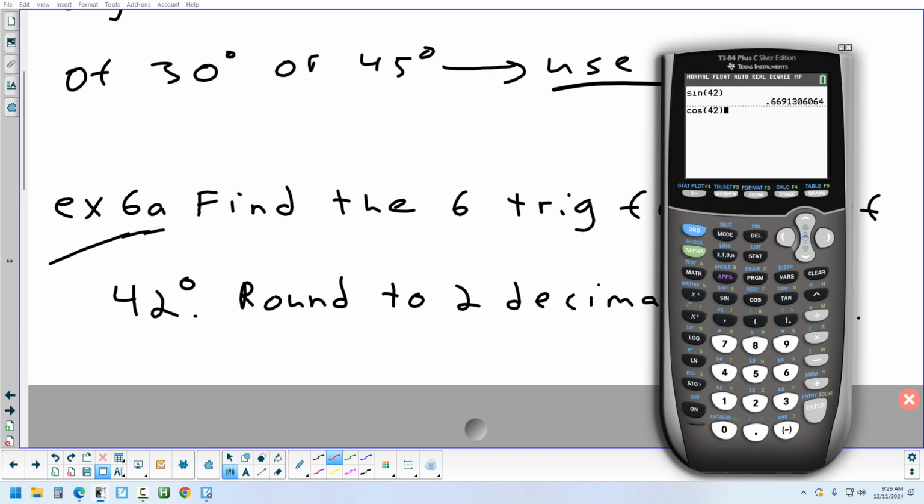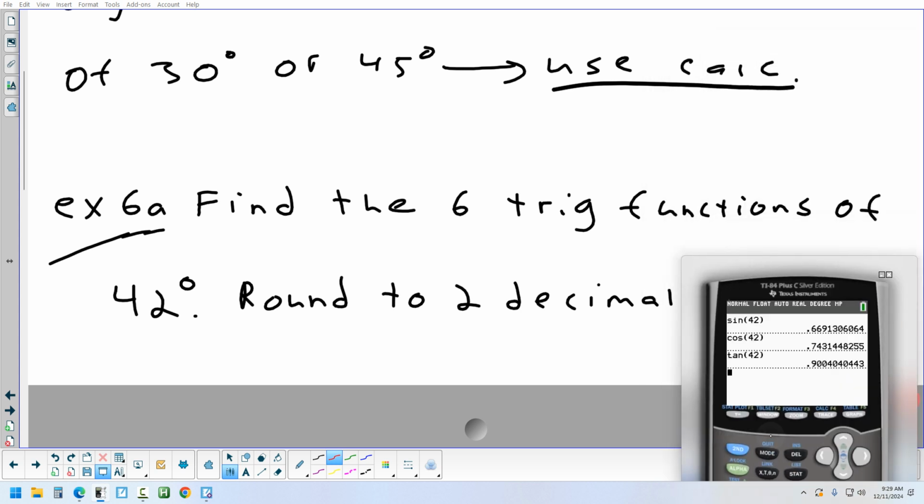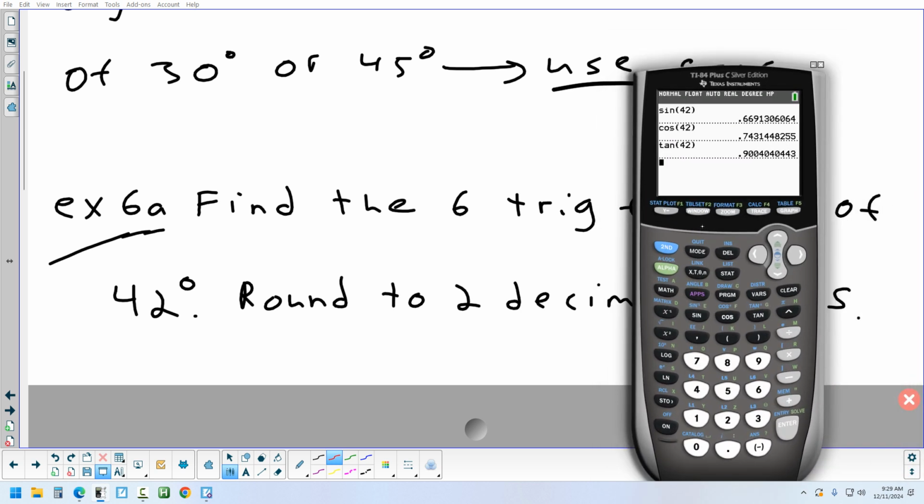Cosine of 42. Tangent of 42. So try typing them in. If you're not getting those answers, maybe you're in the wrong mode or you're putting something in wrong. But those should be the answers you get. Now, it said all 6. That's not all 6. That's only 3.